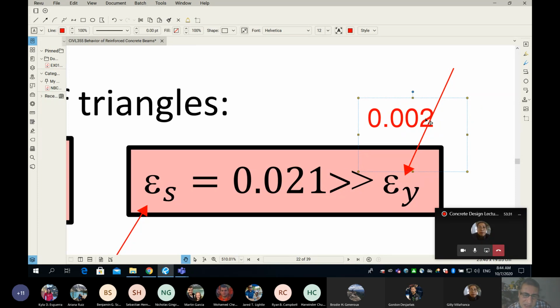Let me ask you, is that tension failure? Is that compression failure? Is that balanced failure? Maybe I can rephrase my question. Are we after the yield point, at the yield point, or before the yield point? It's after the yield point and it's tension failure. Okay, thank you, sir. Correct. Thank you, Gord. So this is exactly what's happening, guys.